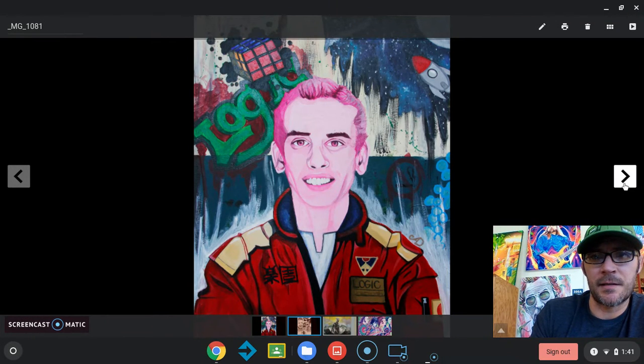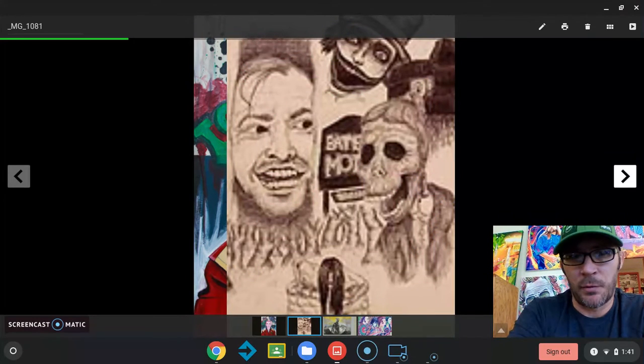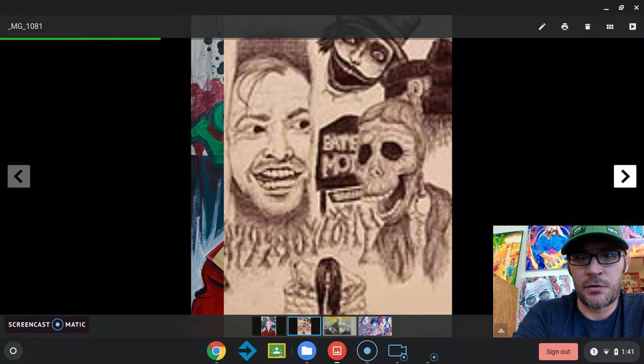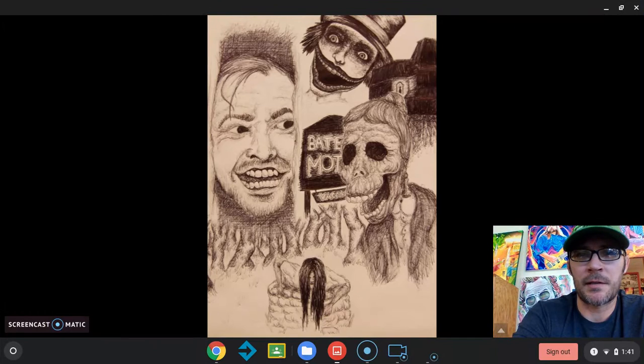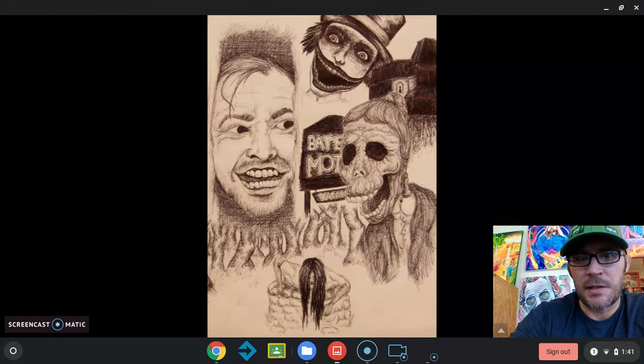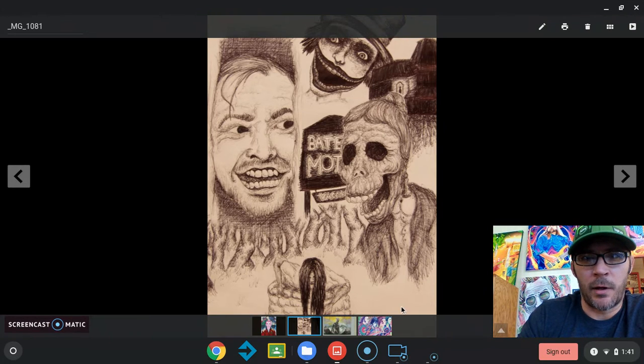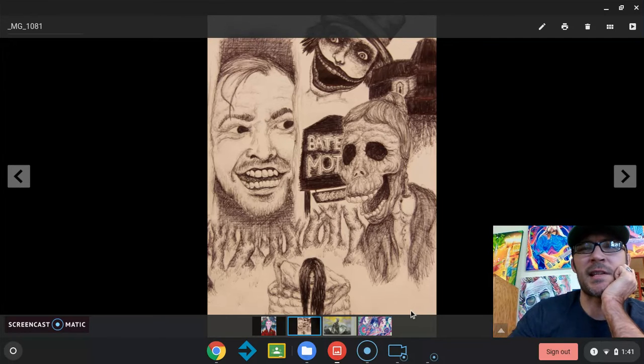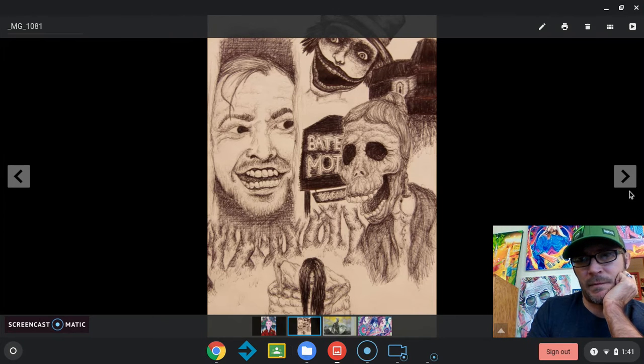So this is another student example. Their personal interest is horror films. So notice that they did not just do an image from one film. They've taken several films and combined them together. With this one, I would say they do have quite a bit of negative space kind of all throughout the drawing. They could have maybe incorporated some sort of design into that space.